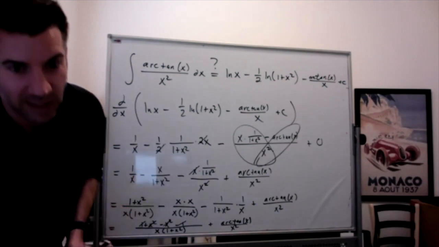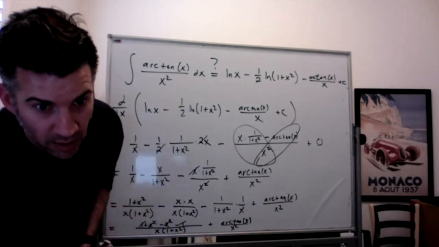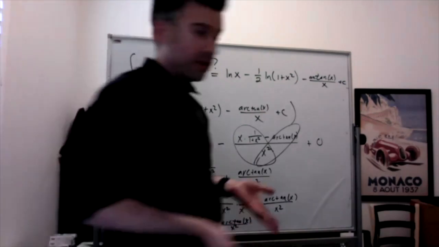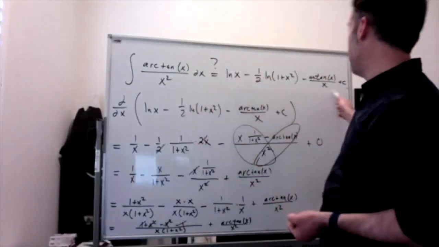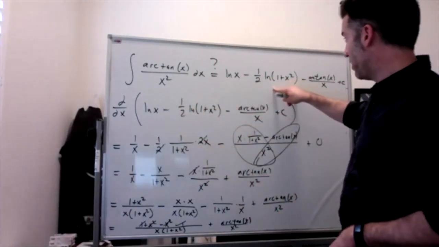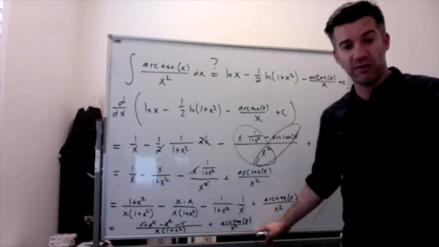So I know it's a little hard to see. I apologize. Yeah, I got a common denominator. But look what happened. So we took the derivative of this hot mess over here, and after doing some work, we ended up getting the derivative of this was equal to the arc tangent of x over x squared.